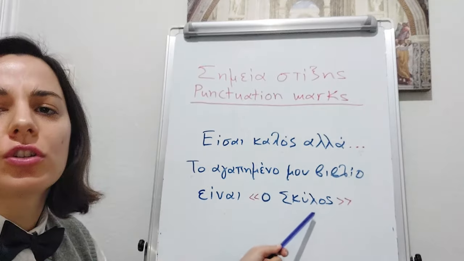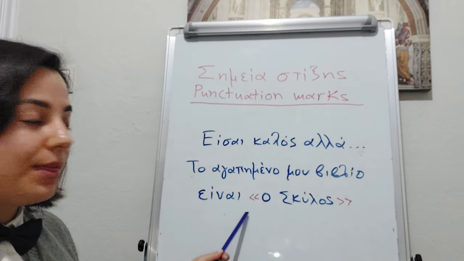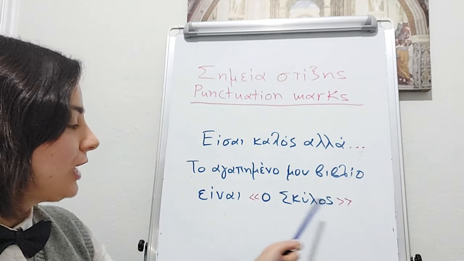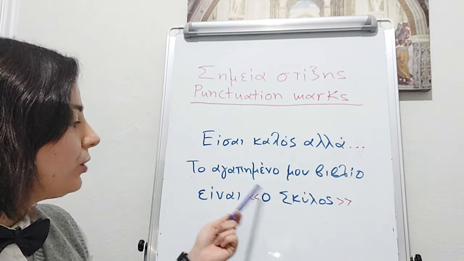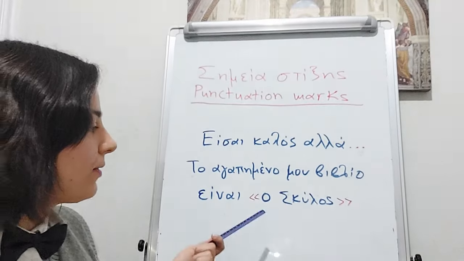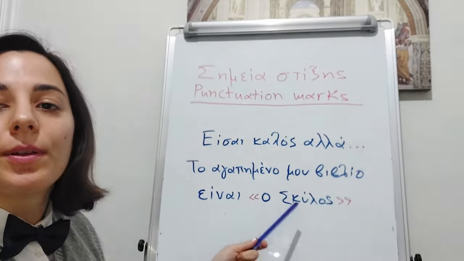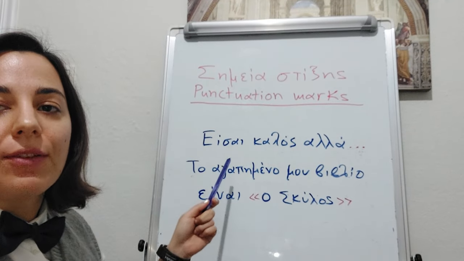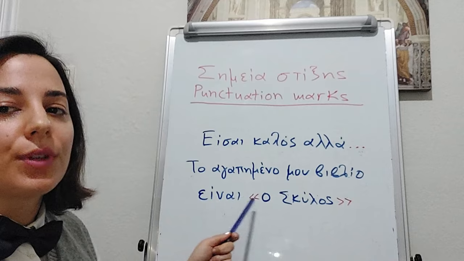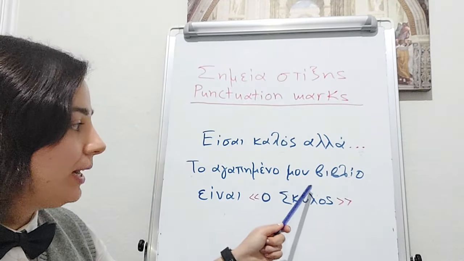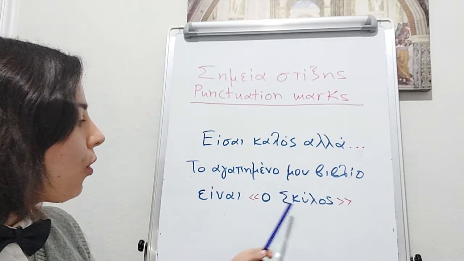«Ο σκύλος», the dog. And these are the εισαγωγικά, quotation marks. I don't know if there is such a book, but you put the title of the book inside them. My favorite book is "The Dog." Το αγαπημένο μου βιβλίο είναι «Ο σκύλος».